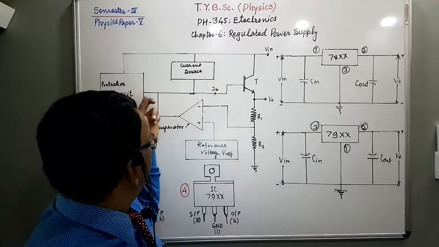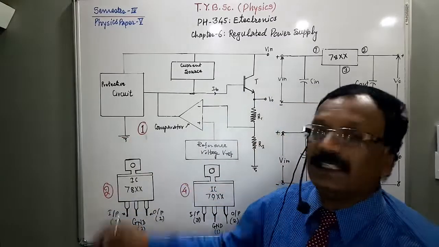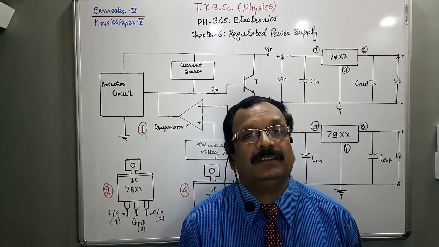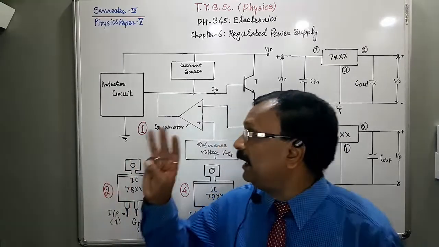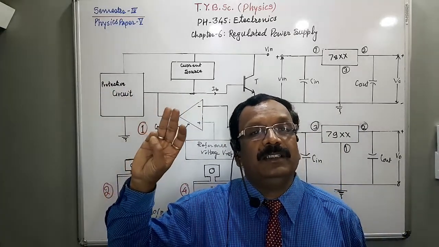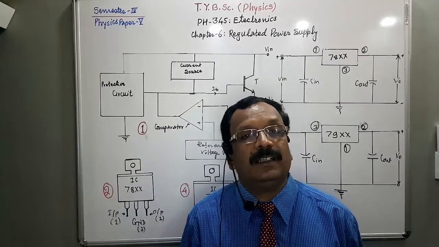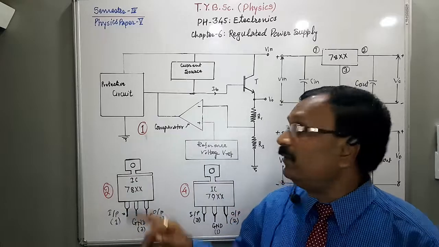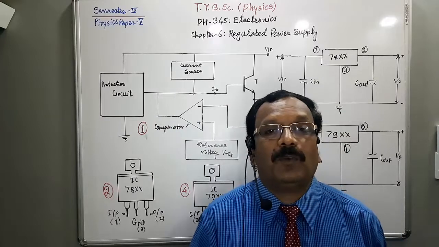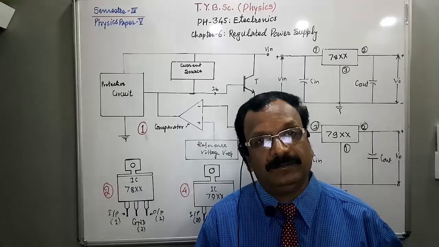I already told you that the protective circuit consists of a current limit circuit, a thermal shutdown circuit and a safe area protection circuit. There are three circuits inside the protective circuit. One of them is the current limit circuit, second is the thermal shutdown circuit and third is the safe area protection circuit. The thermal shutdown circuit prevents the whole IC from damage due to heating.